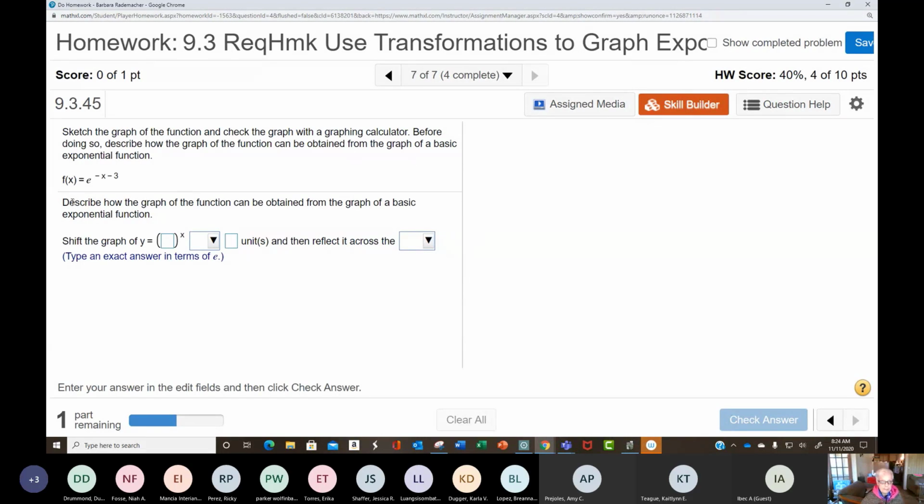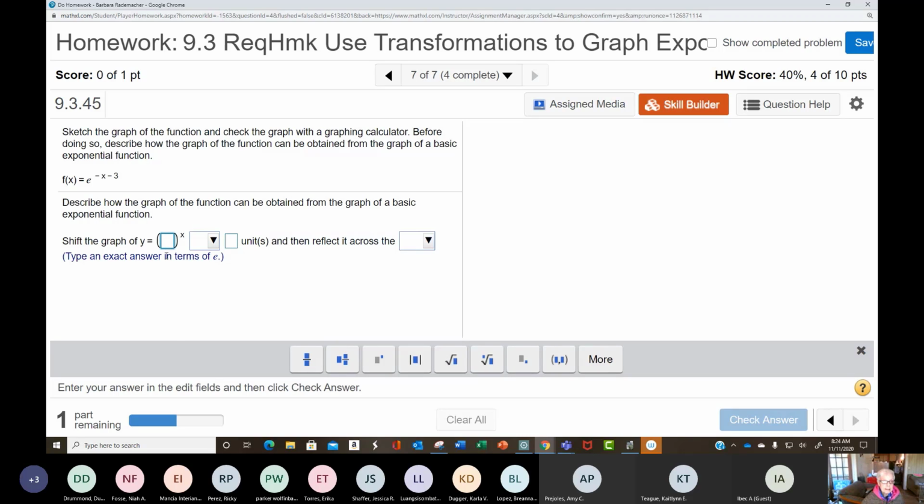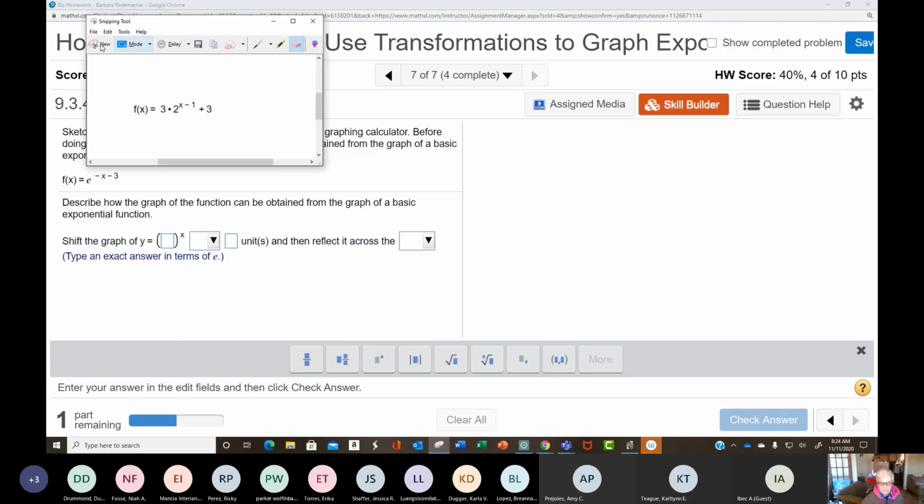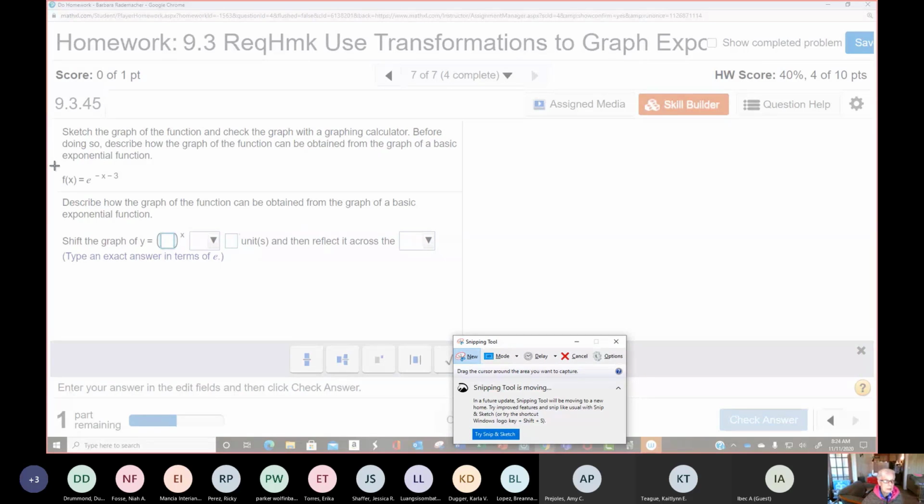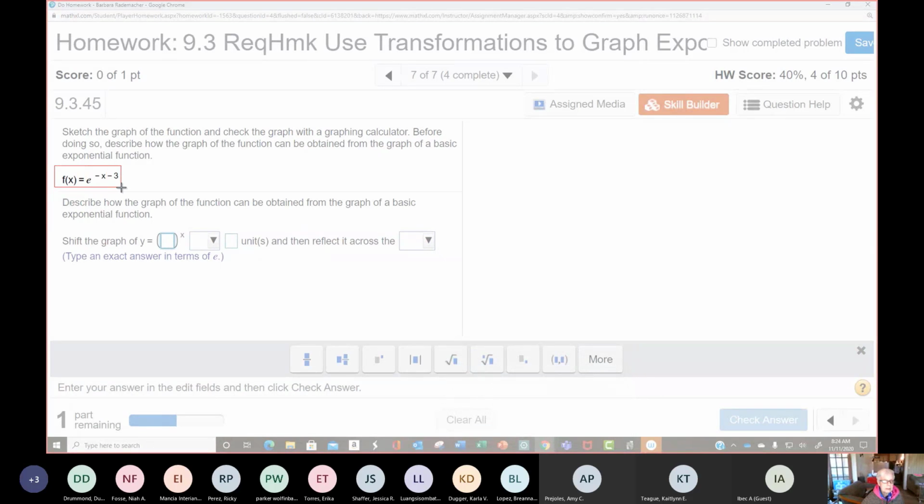All right, finally, because you only have 7 problems here. e to the -x minus 3. All right. e is your base. The basic function is e to the x. Oh, I do want to have a copy of it though. e to the x.